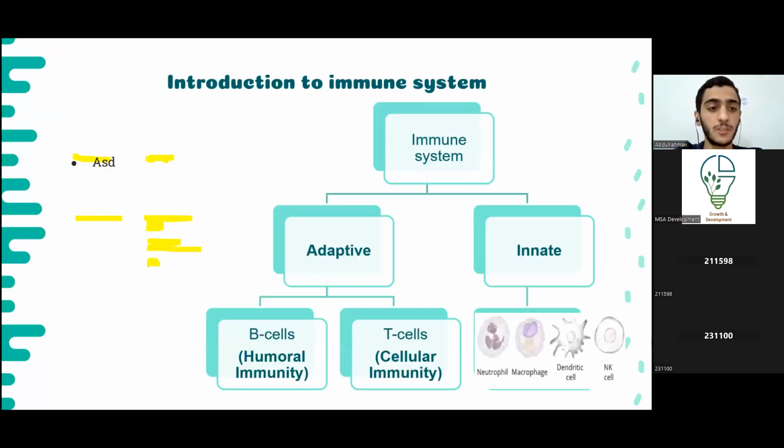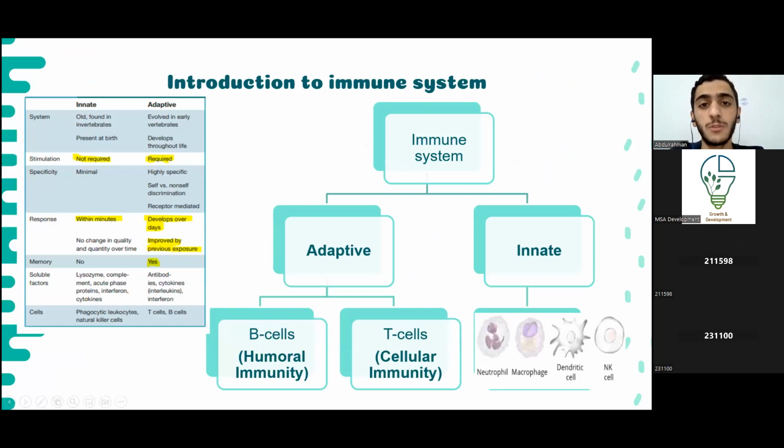Okay, so general introduction. First of all, introduction to the immune system. Now, this is not very important, but it helps you build up a basis to what we are going to talk about now. The immune system, as you all know, is in your body to fight off infections. There are two types of immune system: the adaptive immune system and the innate immune system.